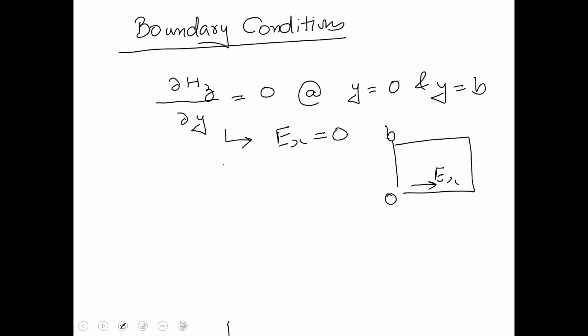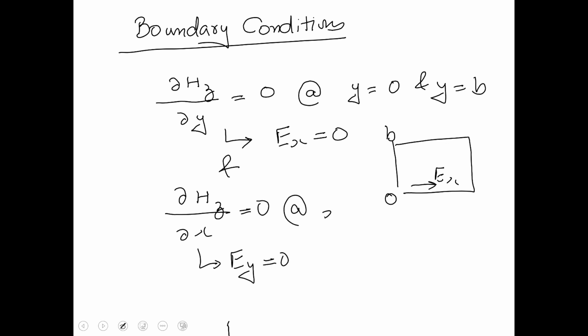And the derivative of my Hz with x has to be 0. Why? Because Ey has to be 0 at x is equal to 0 and x is equal to a. These form the boundary conditions for my waveguide. Any questions on the boundary conditions? It's important that you understand these boundary conditions well.